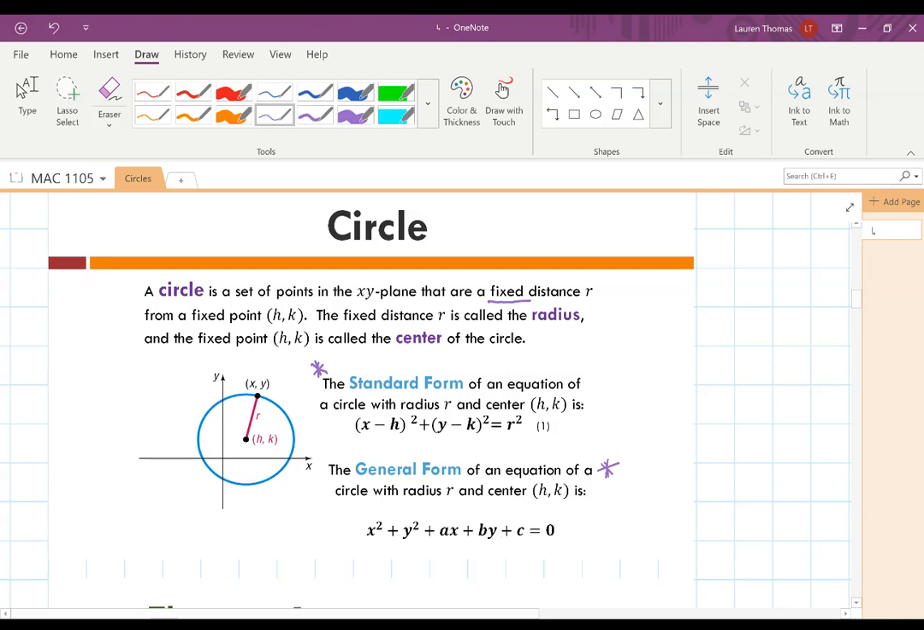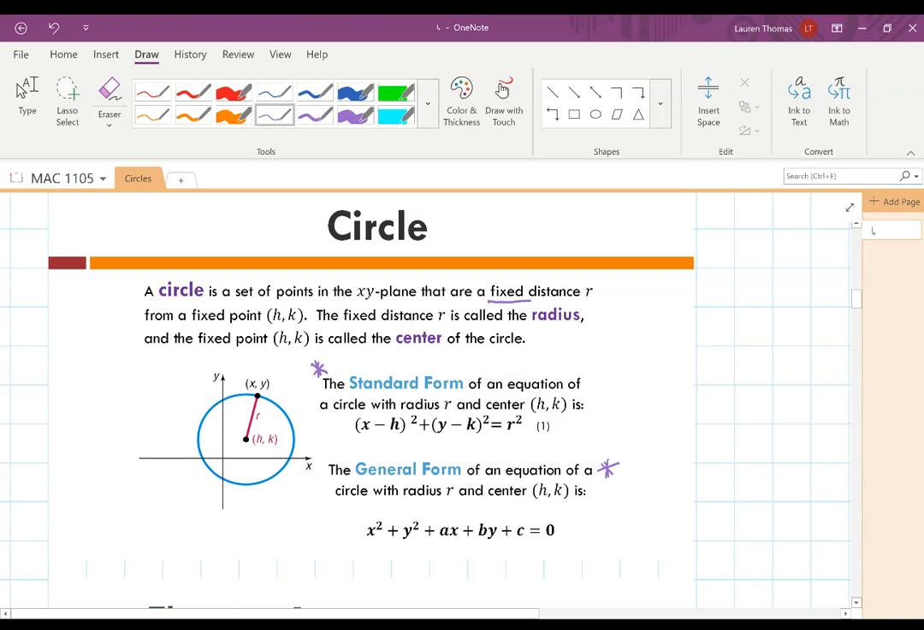There's pros and cons to each of these. More than likely, if you're given a problem, it is going to be given in standard form. If it is, it's super easy to work with because you are already given the center and the radius, and you can tell those two things just by looking at your equation. In general form, it's a little more difficult. You can't readily see the center and the radius just by looking at the equation. So in order to fix an equation that's in general form, you're going to have to use completing the square in order to put it in standard form. We will do a problem like that so you guys can see exactly what I'm talking about.